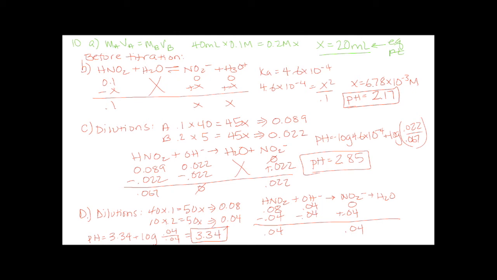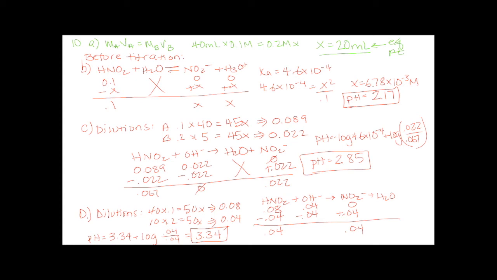Part B is before our titration, before I add anything. I just have my weak acid in water. So that's old school: throw it in water, do your RICE table, use the Ka and find your pH. So you get 2.17. Your first addition of your base, you do your dilution, you figure out how much weak acid and weak base you have left, and you do the Henderson-Hasselbalch equation and figure out your new pH.